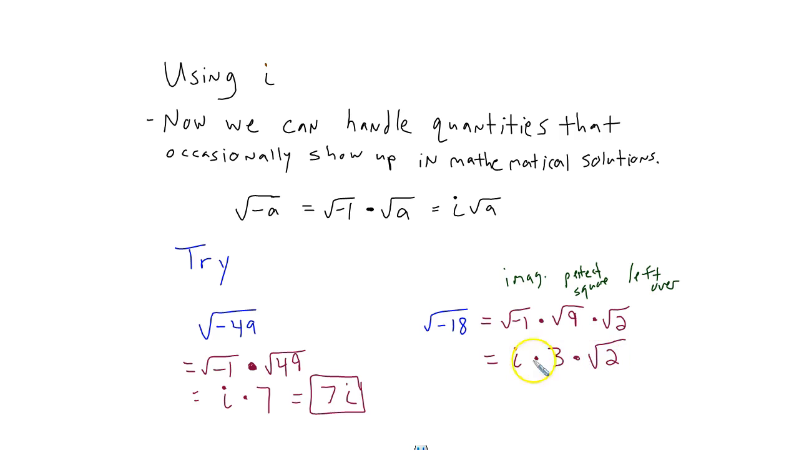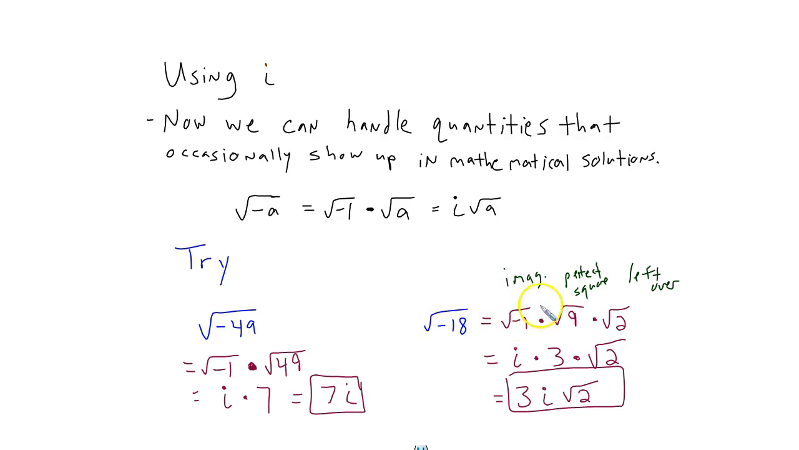So the best way to write this, in my opinion, is to put the 3 first, the i after the 3, and then attach the square root on at the end. And we do this for a few reasons. One is if you put the i at the end, it might look like it's underneath the radical sign. By putting the radical at the end, there's no ambiguity there. You know exactly what the parts are. It's 3i and root 2. Right, so that's how we would handle these imaginary numbers in a square root.